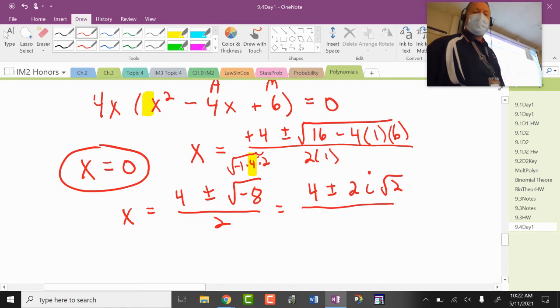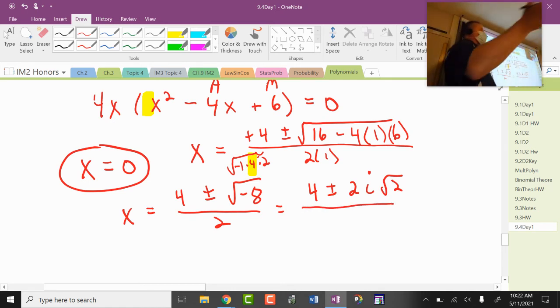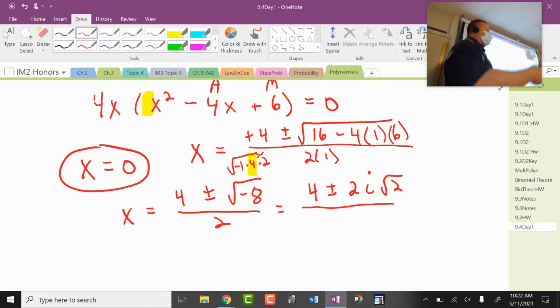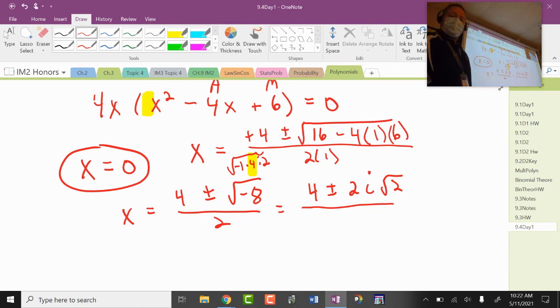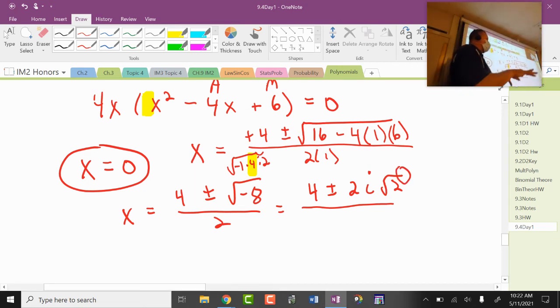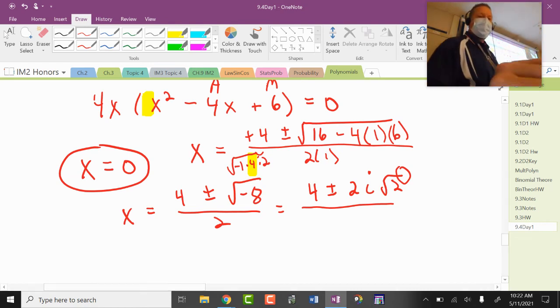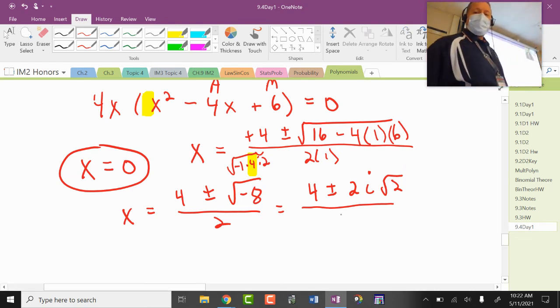Now, I really do like writing the I in the middle. You can write it on the outside. Our book that we did use first semester, if you remember, they would always write I last. Just make sure it's not underneath that radical. All right, that is actually mathematically, syntactically not good. So I always write it in the middle. And then one more thing.